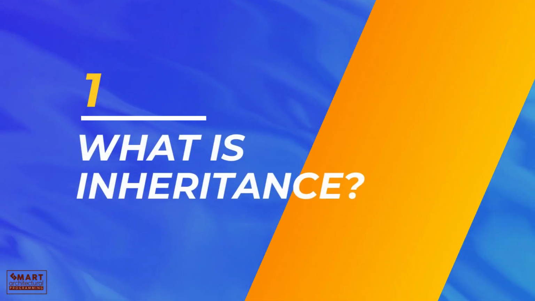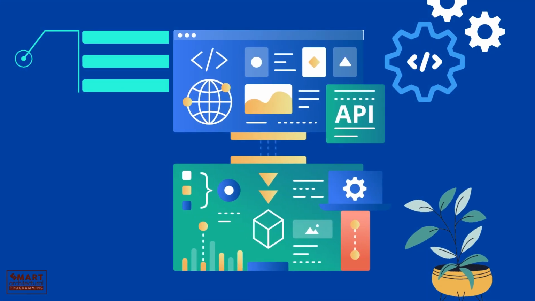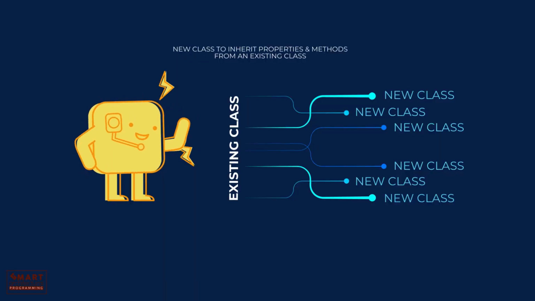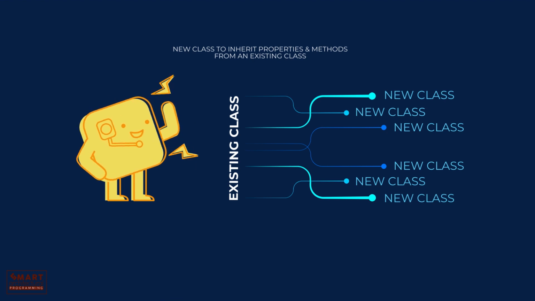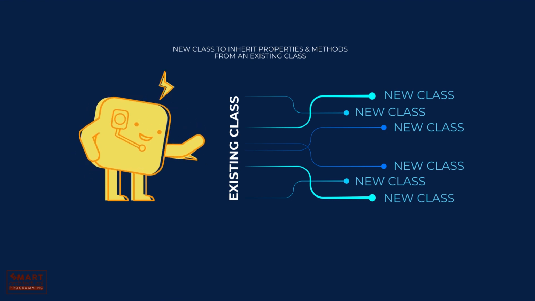1. What is inheritance? Inheritance is a key feature of object-oriented programming that allows a new class to inherit properties and methods from an existing class. This promotes code reusability and helps in creating a hierarchical relationship between classes.